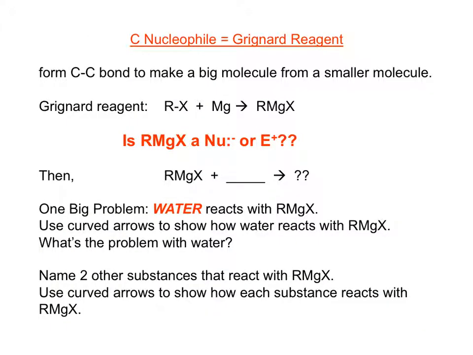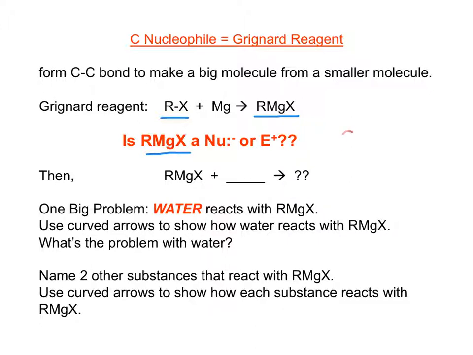The Grignard reaction is an important reaction because it makes a carbon-carbon bond to make a big molecule from a smaller molecule. So the Grignard reagent is made by reacting an alkyl halide with magnesium to form the Grignard reagent. So is the Grignard reagent a nucleophile or electrophile? Stop the video and think about that for a second.